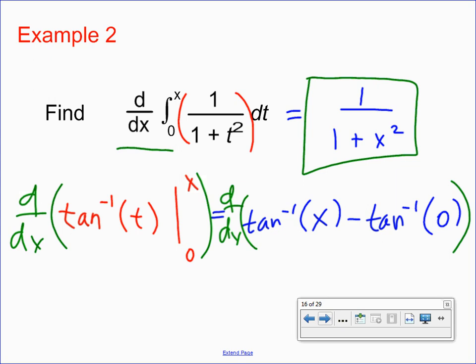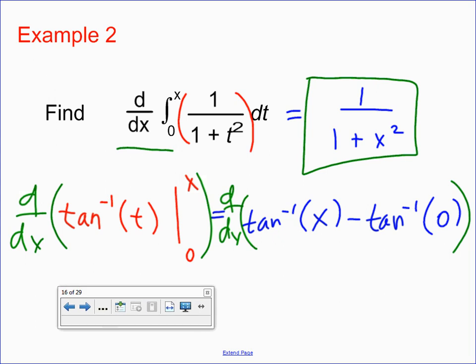So what happens when I differentiate inverse tangent of x? Oh, gosh, I know my rules, don't I? The derivative of inverse tangent is 1 over 1 plus input squared times the derivative of the input, and the derivative of the input x with respect to x is just 1. So I'm getting this minus the derivative of the inverse tangent of 0, which is just 0. What's the derivative of a constant? 0. My lower limit, if it's a constant, will always result in a constant when you evaluate my antiderivative function, which will always drop out when I differentiate it. So what do I get?